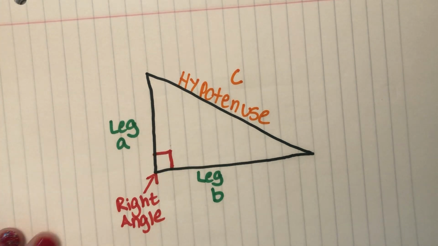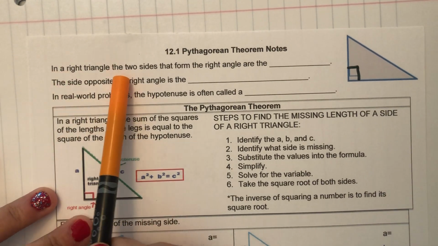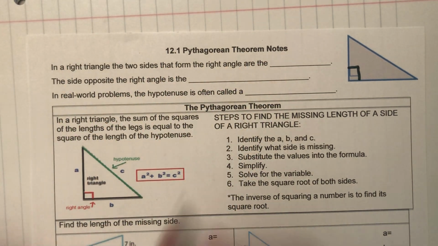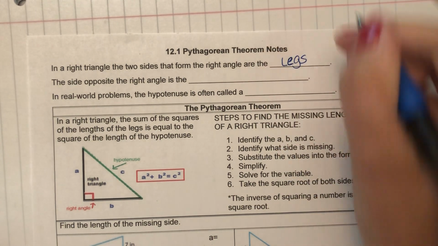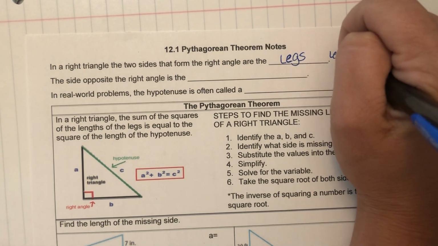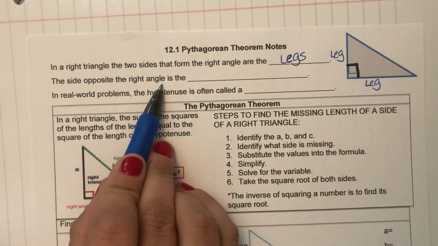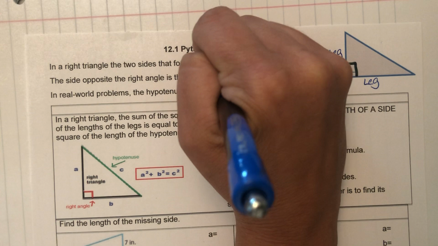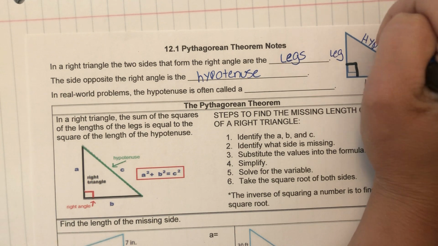So let's go ahead and look at our notes and fill in some of the information we just went over. In a right triangle, the two sides that form the right angle are called the legs. So this is our right angle, this is a leg, and this is a leg, the two sides that form this right angle. The side opposite the right angle, so completely opposite of it, is called our hypotenuse. I'm going to label it over here too.